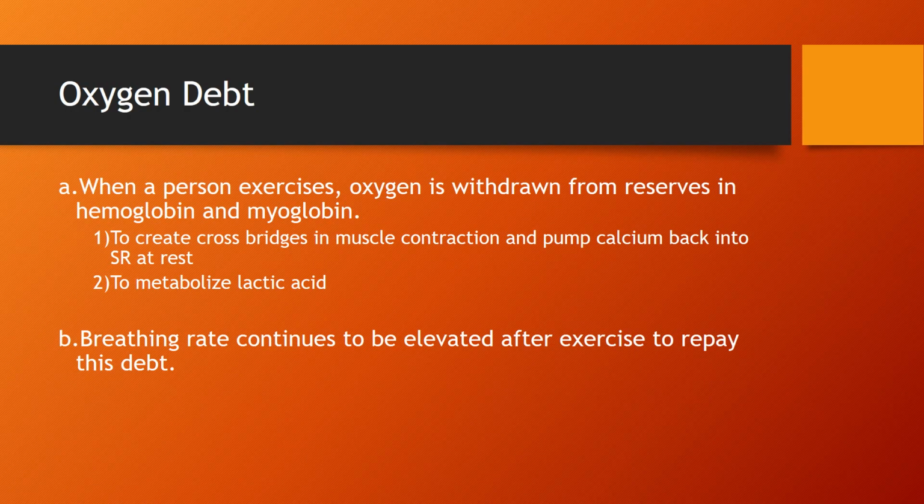So with oxygen debt too, in response to exercise, our breathing rate is going to increase, and it helps to repay this debt so that we have a continuous supply of oxygen for our hemoglobin and myoglobin.